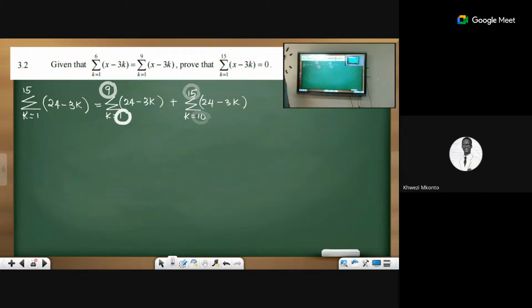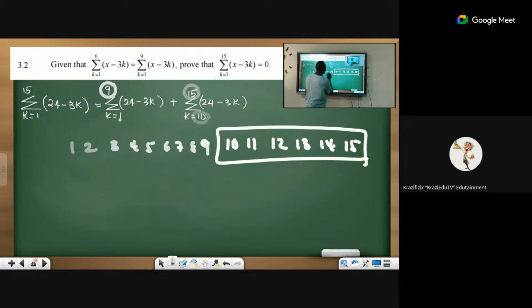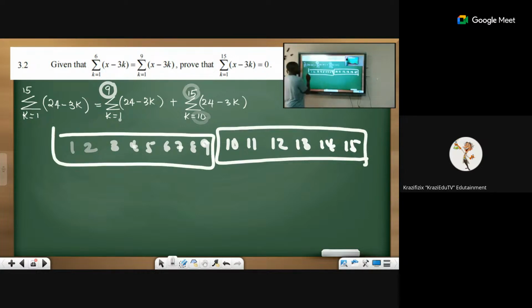Okay, so you say 1 plus 9 will give you k equals 10. Not quite. Remember, this one means 1, 2, 3, 4, 5, 6, 7, 8, 9, then 10, 11, 12, 13, 14, 15. Now you break that up: 1 to 9, 10 to 15. Oh, okay, makes sense. I just want to see if we could make it shorter. Okay, thank you, sir.